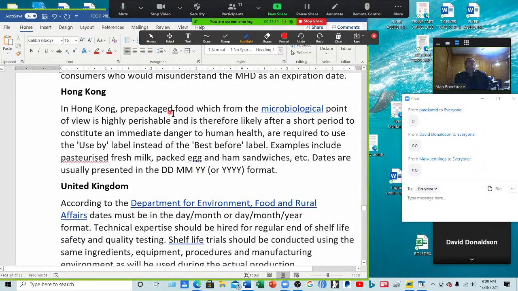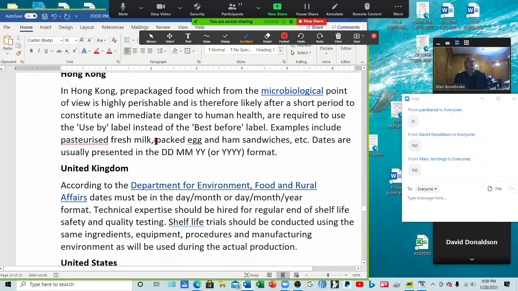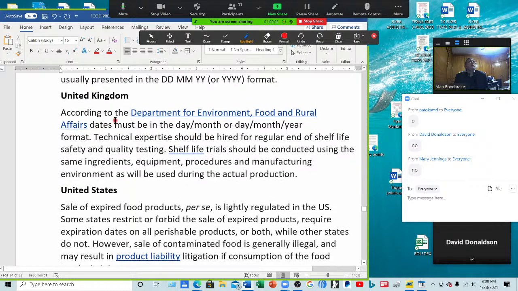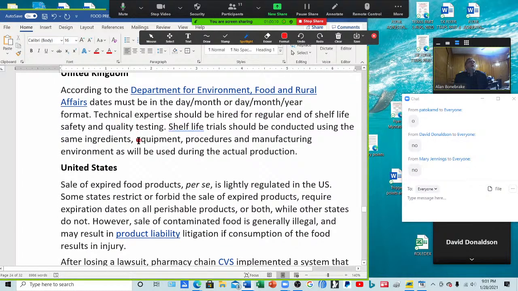Hong Kong, prepackaged food that from the microbiological point of view is highly perishable, and therefore likely after a short period to constitute an immediate danger to human health, is required to use the use-by label instead of the best-before label. Examples include pasteurized fresh milk, packed eggs, and ham sandwiches, etc. Dates are presented in the day, month, year format. United Kingdom, according to the Department for Environment, Food, and Rural Affairs, the dates may be in the day, month, year format, etc.